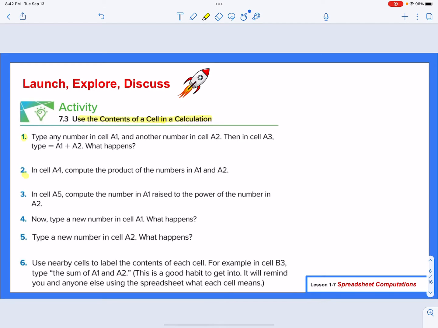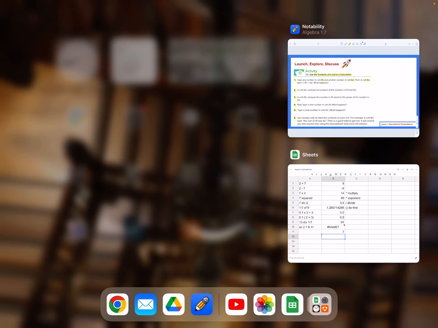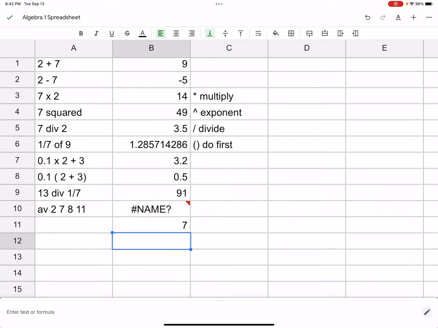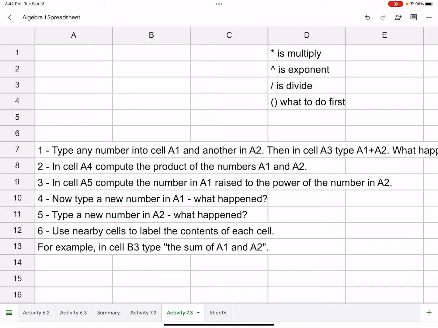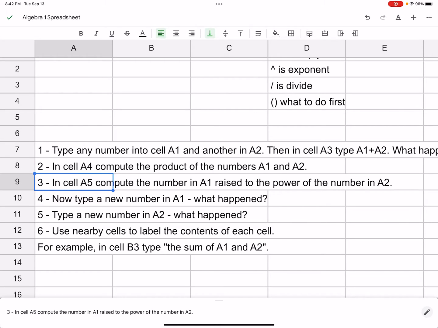So we have, in this case here, 6 things it wants us to do by typing numbers in cell A1, other things in A2, and then in A3, doing some other things here. I have all this information already pre-populated in my spreadsheet. So let's go back to our spreadsheet. I'm going to click on the bottom, activity 7.3. And you can see on the side right here, I have all those same questions.